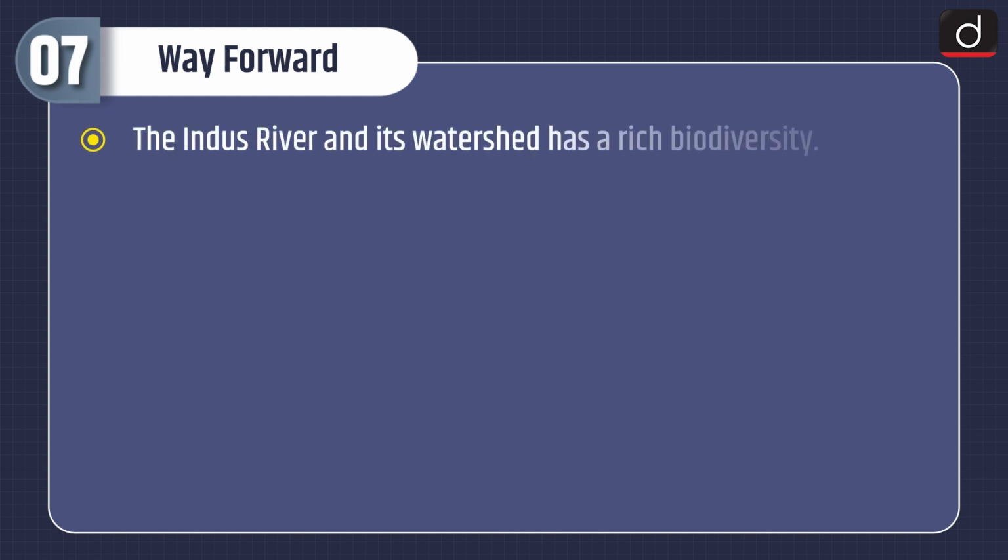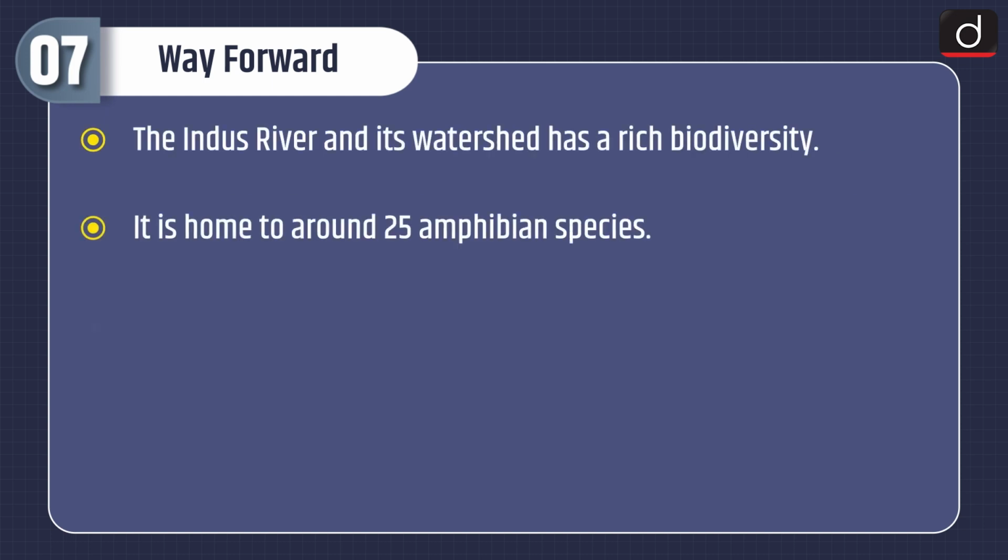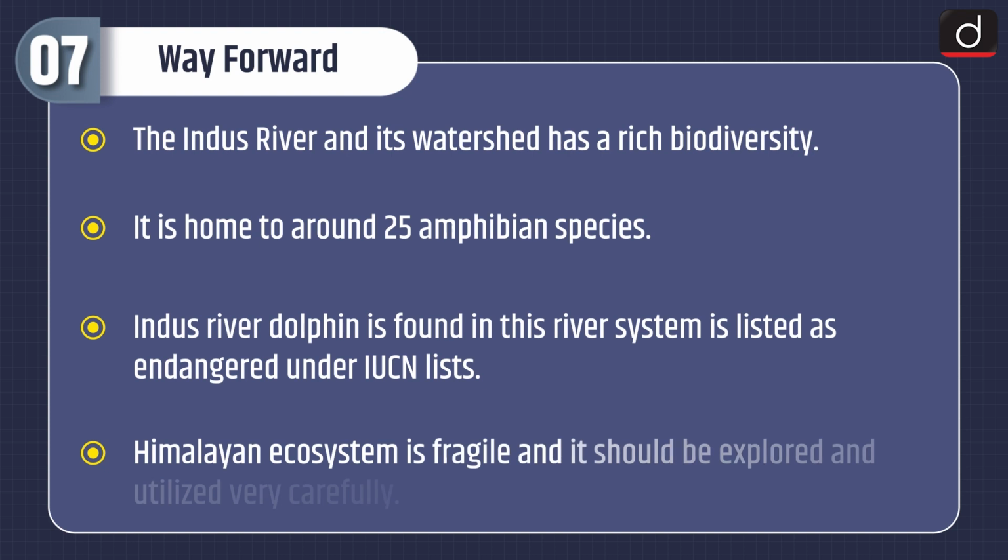The Indus River and its watershed has a rich biodiversity. It is home to around 25 amphibian species. The Indus River dolphin found in this river system is listed as endangered under the IUCN list, and the Himalayan ecosystem is fragile and it should be explored and utilized very carefully.